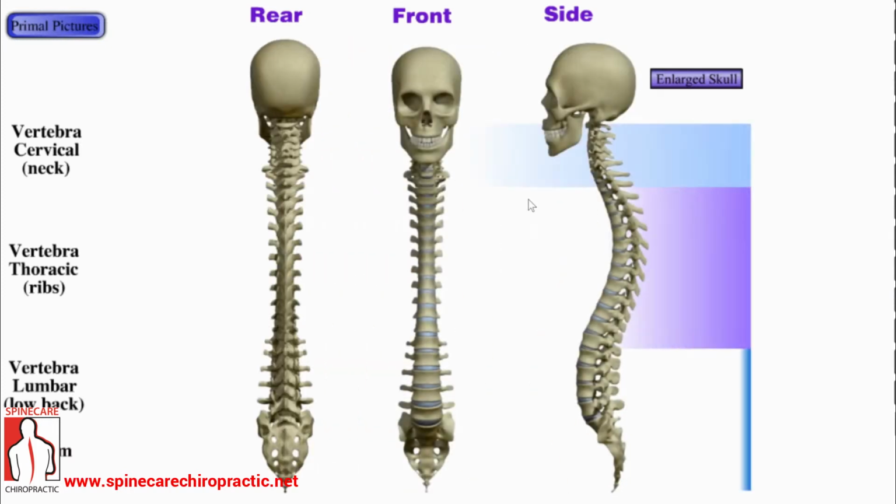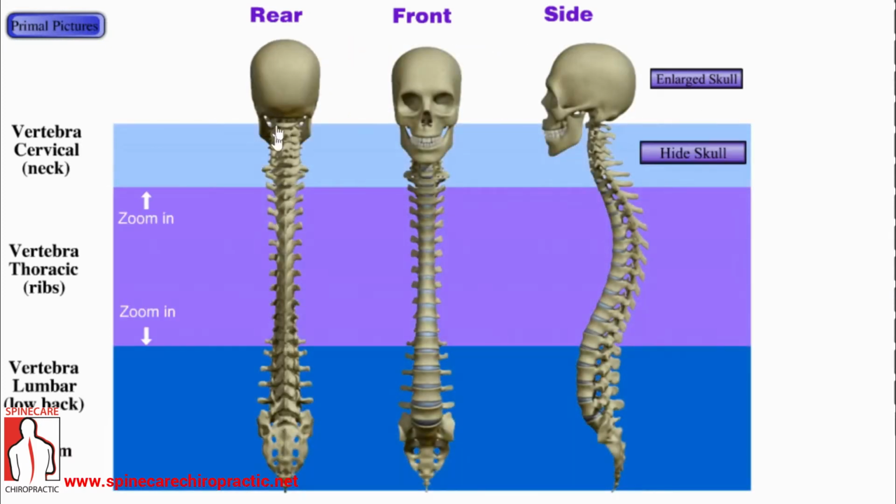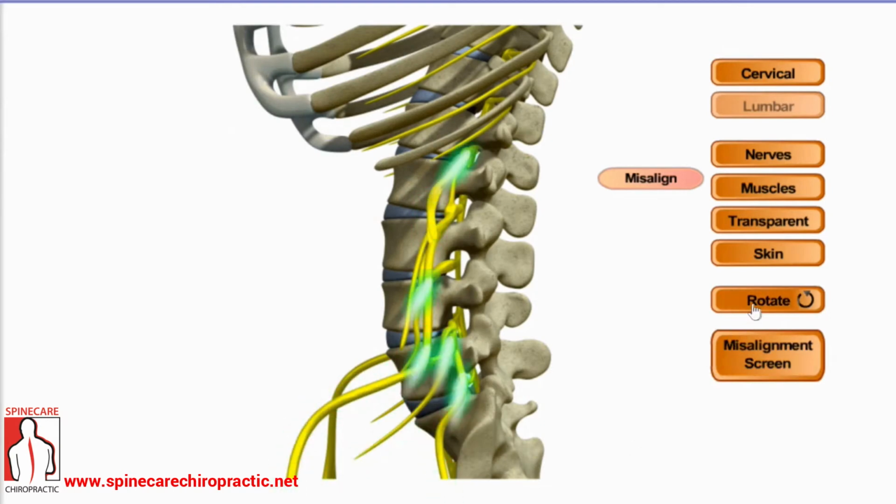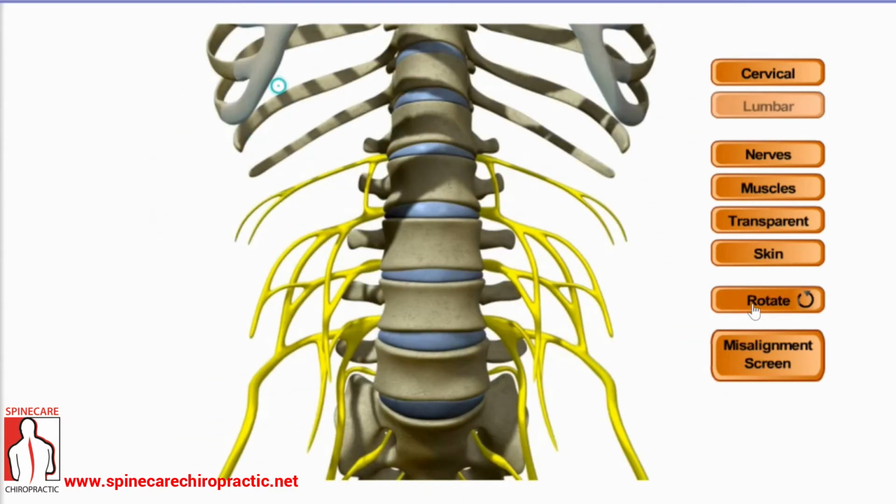If we look from the back, the spine is actually straight. If we look from the front, the spine is also straight. If you look from the side, you should see nice curves like this in the spine. Now let's zoom into the spine a little bit. And if we look at the picture in front here, the white structure is actually your bones.